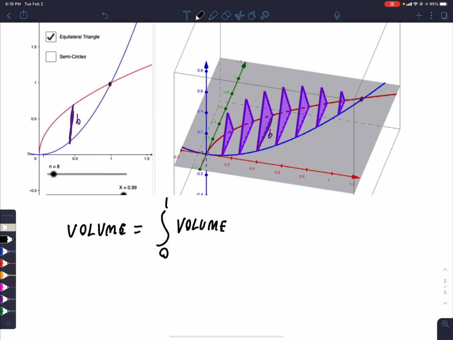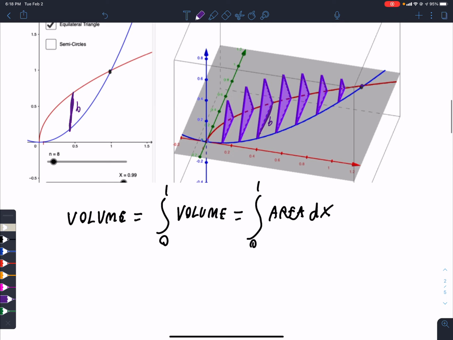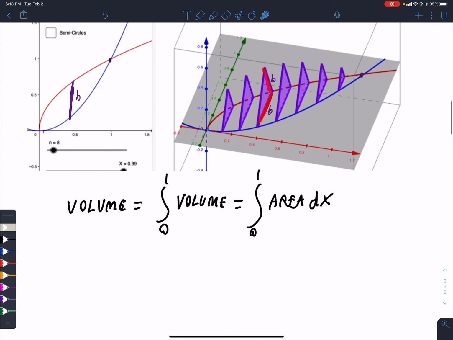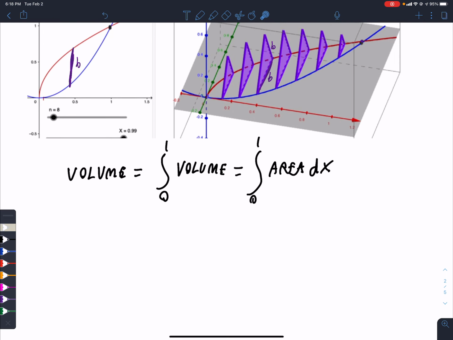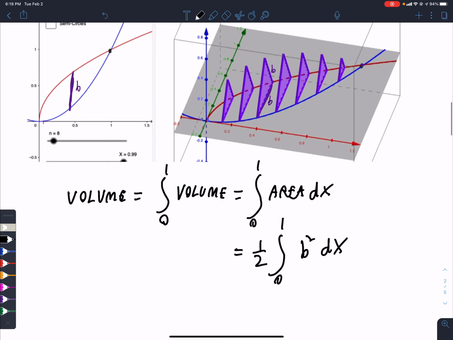But the volume of a shape, of a prism, is the area of the shape times the thickness, which is dx. But this is an isosceles triangle, and therefore the height and the base are both b, and the area of a triangle is 1/2 base times height, so it's 1/2 b squared. So this will become 1/2 b squared dx. But what is b?